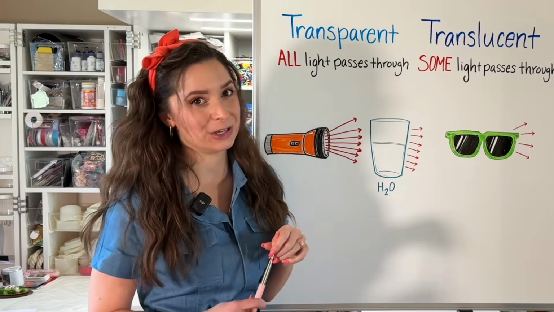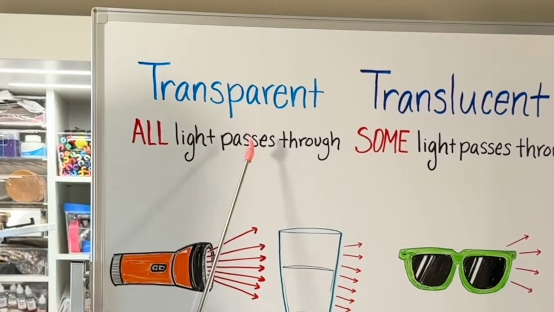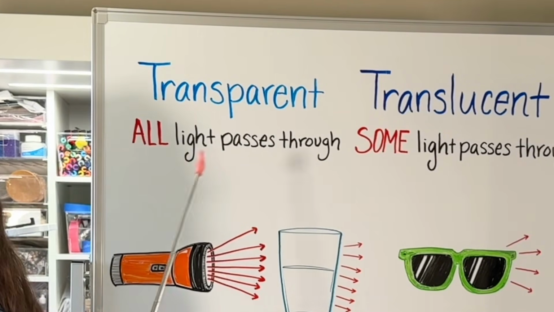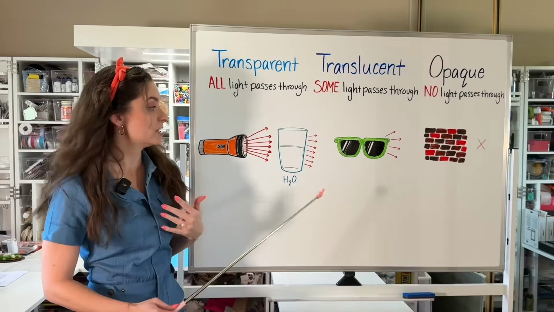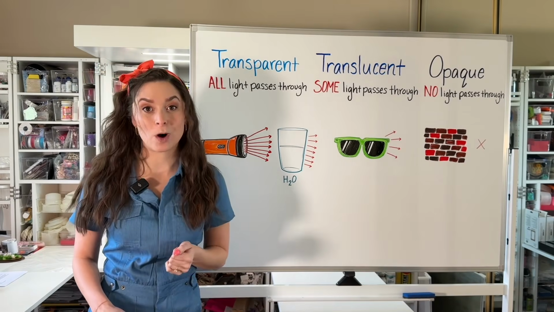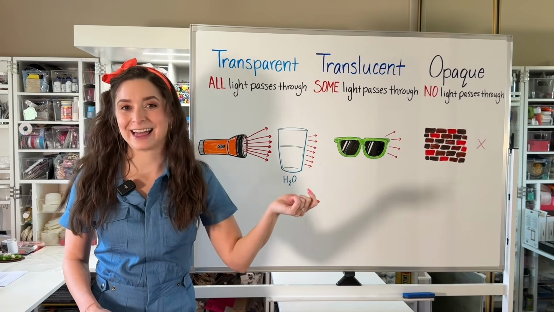The first one is transparent. This basically means all of the light will be passing through the object. So think of a nice clear glass of water. You can see through it, all that light is coming through.